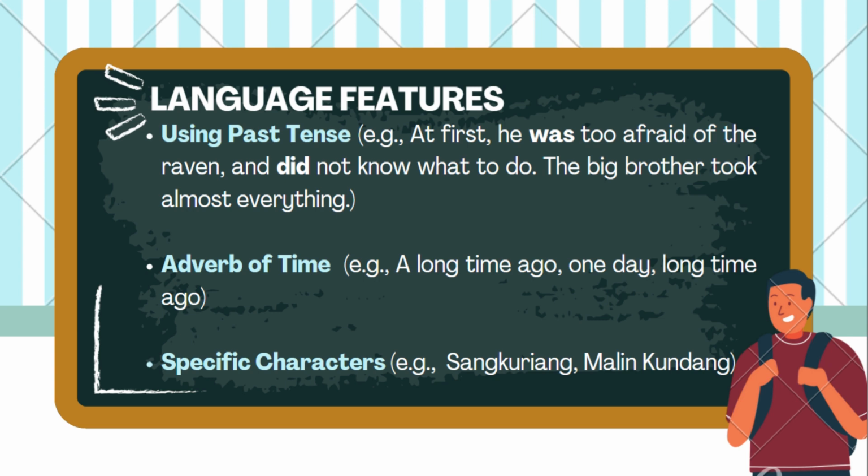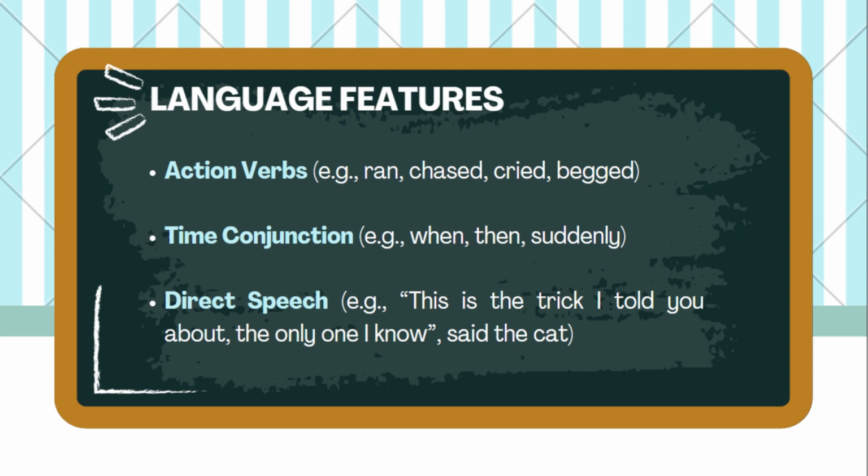And the third one is specific characters. Usually, narrative texts have specific characters like Sangkuriang, Malin Kundang, and so on. And then, narrative texts also use action verbs like ran, chased, cried, begged. These are examples of action verbs that usually appear in narrative text. And then time conjunctions like when, then, suddenly. And the most important language feature of narrative text is the use of direct speech. For example, this is the trick I told you, the only one I know, said the cat. Here we can see direct speech, the quotation, the use of quotation marks.